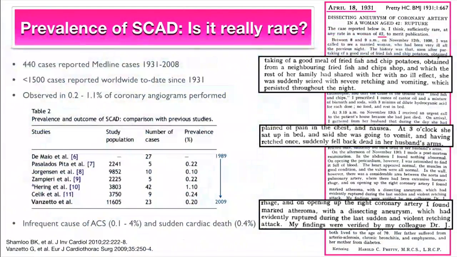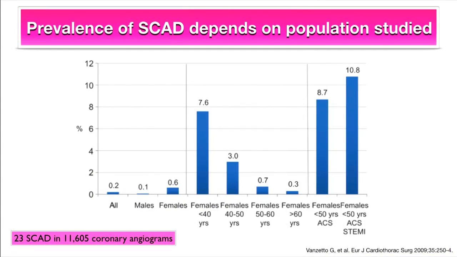Since the very first case report, there's been less than 1,500 cases that's been reported worldwide. Generally, the diagnosis is made by coronary angiogram. It's seen and reported in approximately 0.2 to 1.1% of coronary angiograms, and it's been reported to be an infrequent cause of acute coronary syndrome, ranging from 0.1 to 4%, and also a rare cause of sudden cardiac death, 0.4%. Now, looking at a bit of older data in terms of prevalence of SCAD, it really depends on the population studied. In this series by Vanzetto, women were 6 times more likely than men to have SCAD, especially younger women less than age 50, and particularly young women less than age 50 presenting with acute coronary syndrome, such as ST elevation MI, which accounted for 11%.